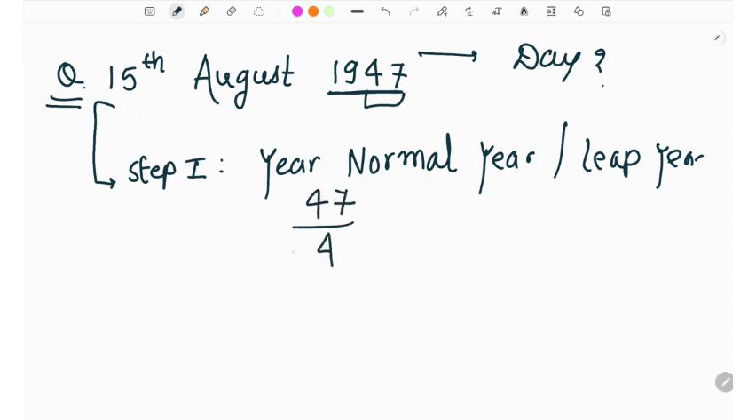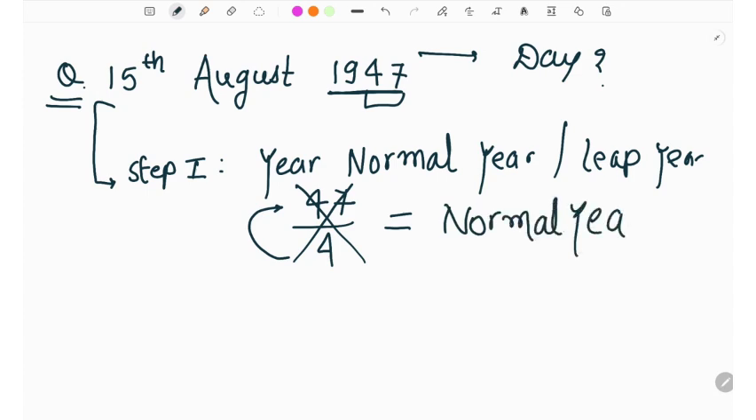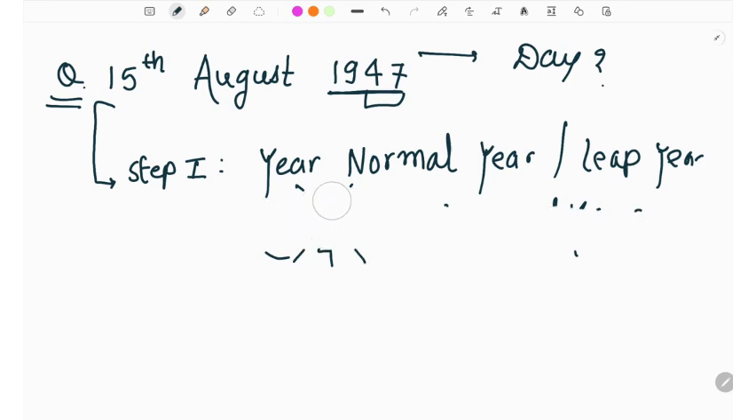Tell me, is 47 completely divisible by 4? No, it is not divisible by 4. So directly we can say that this is a normal year. If it was divisible, then we would have said that it is a leap year. So that is the first step. Now here I am not going to solve the question, I have just told you what steps we are going to follow. In that, the first step was to understand whether the given year was a normal year or a leap year.